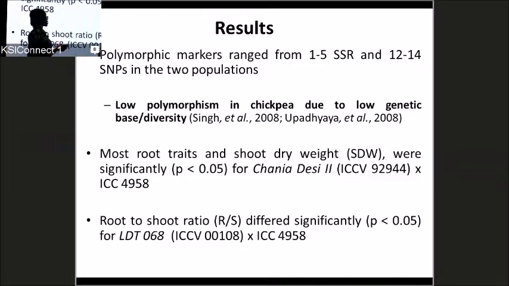One of the varieties is ICCV 92944, obtained from ICRISAT India, which is currently released in Kenya as Chania Desi 1, Desi 2. And then we had ICC 00108, which is currently released as LDT 068.